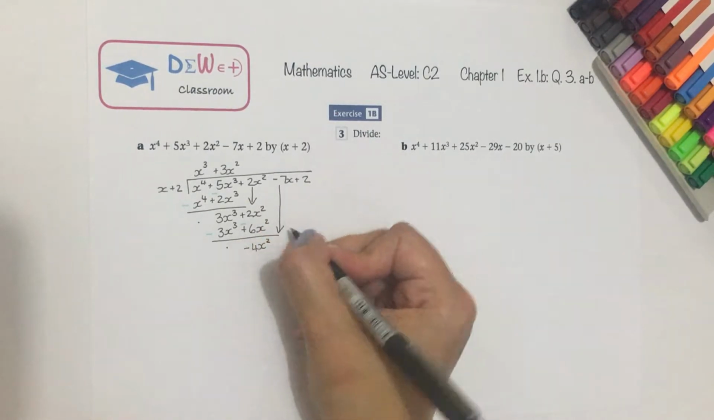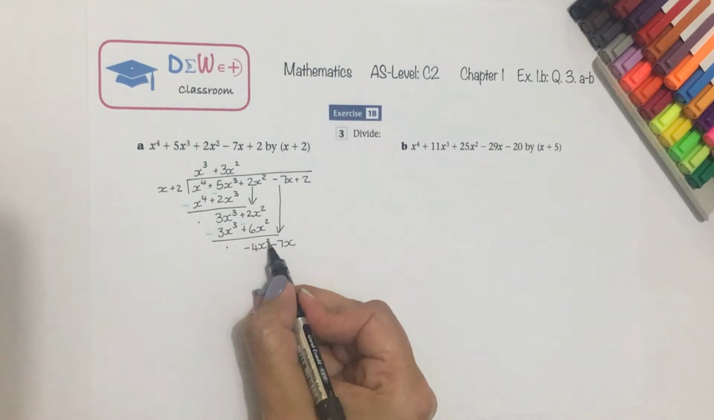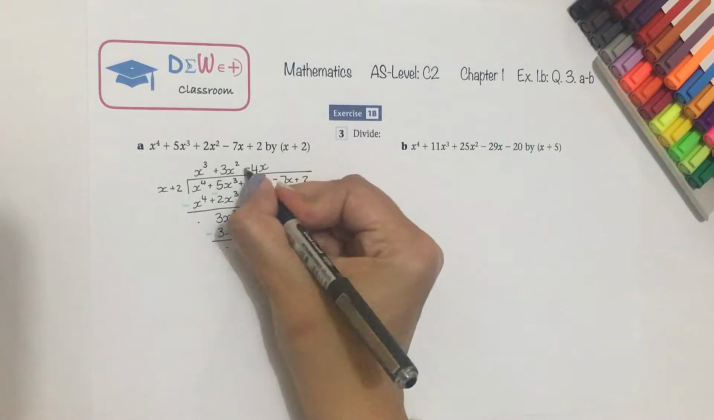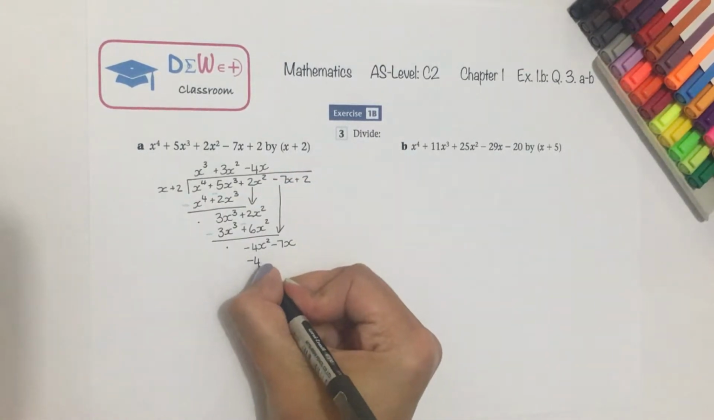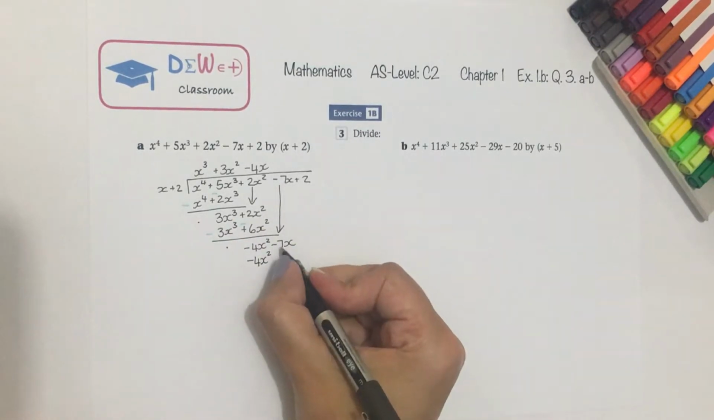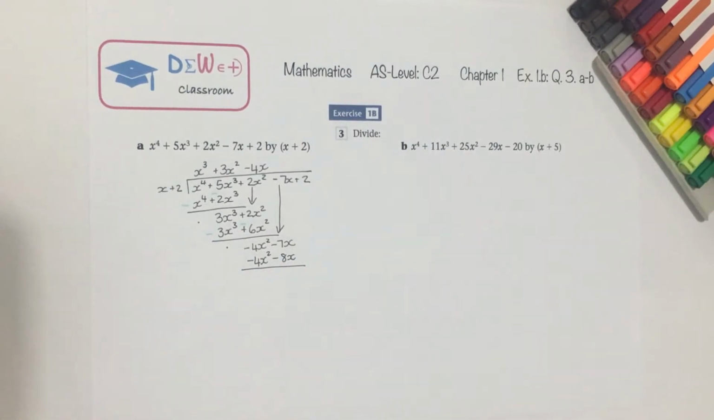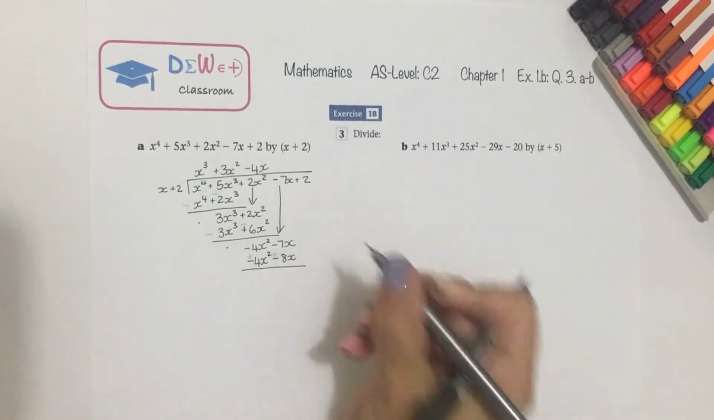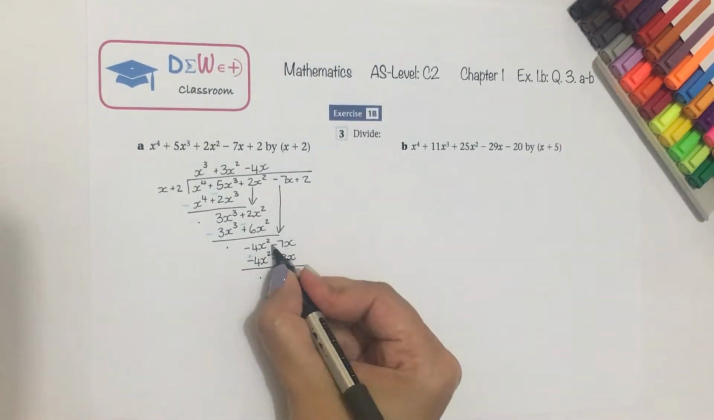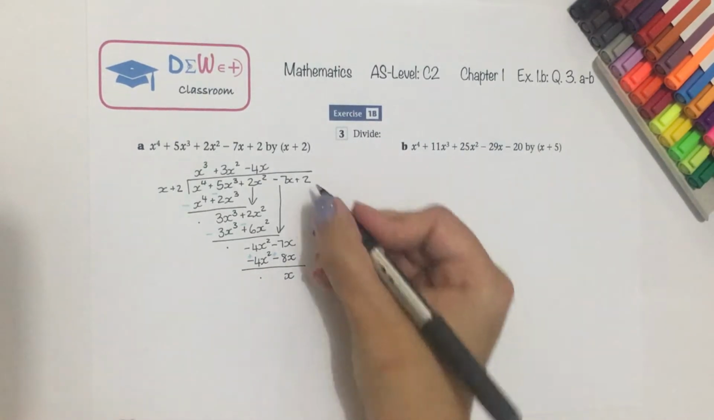Then we bring down the minus 7x. We start the process again. Minus 4x squared divided by x is minus 4x. Minus 4x times x is minus 4x squared. And minus 4x times 2 is minus 8x. We need to subtract, so we change the signs. Minus 4x squared plus 4x squared is 0. Minus 7x plus 8x is just x or 1x.